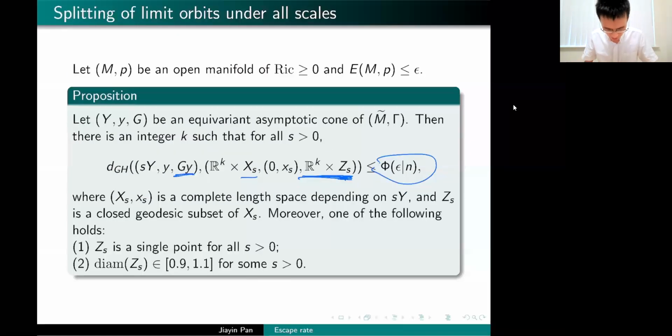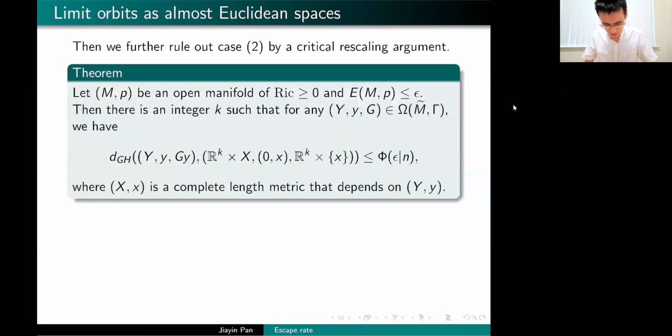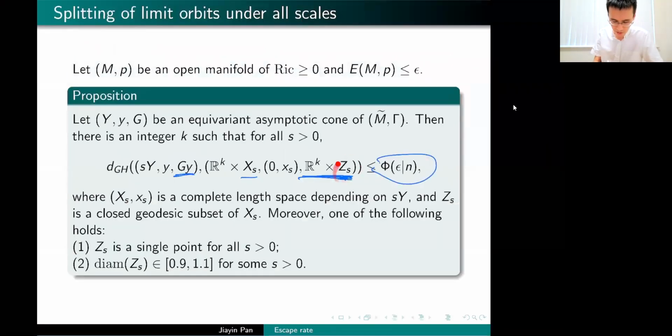So with this, again, similar but not as similar, because here the situation is much more complicated. And just as in the zero escape rate case, we can apply a critical rescaling argument. Again, that's the technical part, to rule out that compact factor Z_S. Once you rule out this compact factor, then you just say that this G·Y is always close to R^k, so R^k, right? Then this scaling S really didn't matter anymore because all of these spaces will be close to R^k.